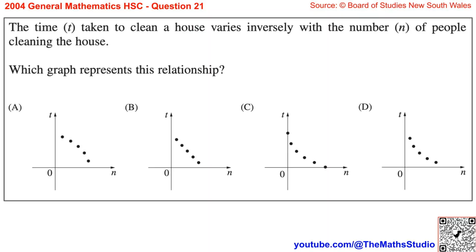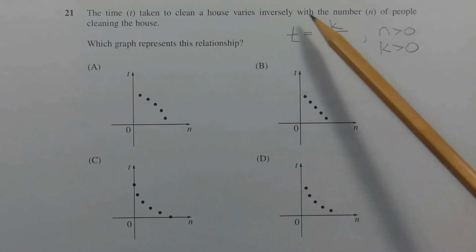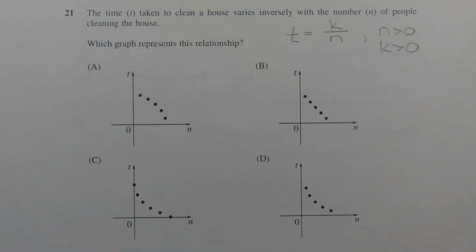Question 21. The time, t, taken to clean a house varies inversely with the number, n, of people cleaning the house. Which graph represents this relationship? It is given that time varies inversely with the number of people allocated to clean the house.